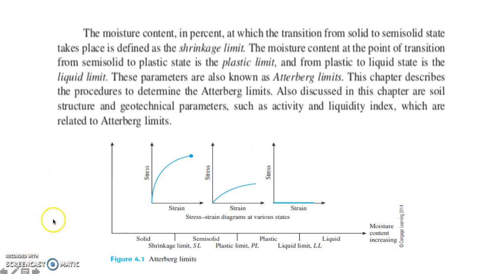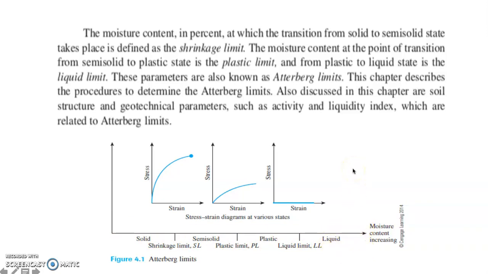So we have here an illustration, of course, of the theory of Atterberg, and the theory was called the Atterberg limits. So if we observe this figure, we have 4 basic states. We have the solid, semi-solid, plastic, and liquid. Okay, this is dependent on the moisture content. So at low moisture content, the soil will behave as solid. At a very high moisture content or water content, it will behave as liquid.